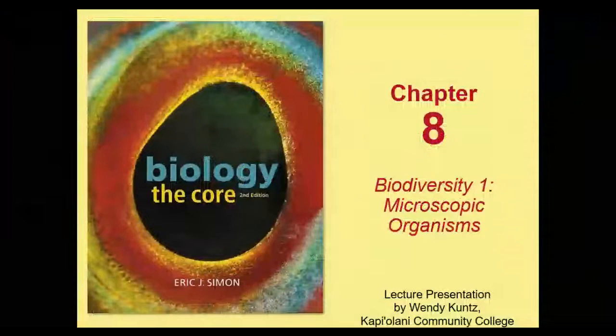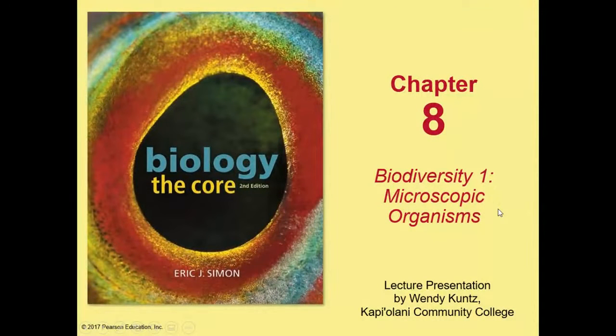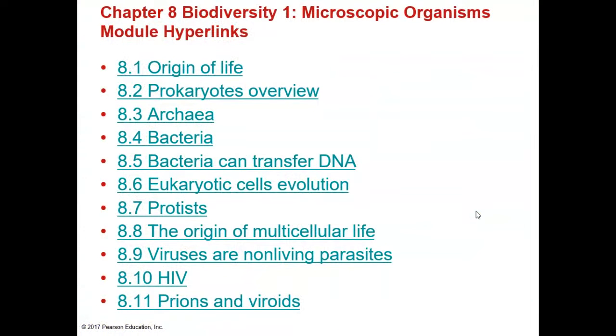And here it is. Okay, so this is chapter 8 again. The first topic on biodiversity, and again, specifically on microorganisms. So these are the topics that I'm going to be covering, starting off with the origin of life, an overview of prokaryotes, archaea, bacteria, differentiate between the two, DNA transfer and genetic variation in bacteria. A little bit about eukaryotic origins, so how eukaryotes originated. Protists, the first signs of multicellular life, viruses, HIV, and then ending off with prions.